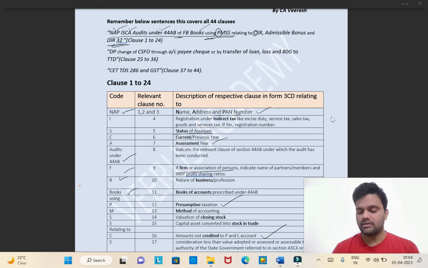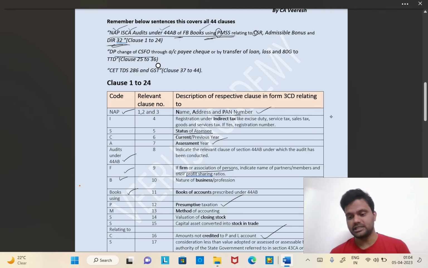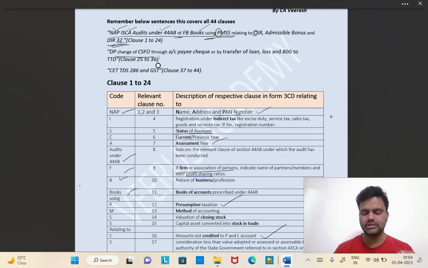So now we will cover clause 25 to clause 36. That is covered in the second sentence: DP change of CSFO. DP means display picture. CSFO means Central Security Force Organization. Okay, this is an army which will safeguard the public property whenever some violence is happening, and they will come and keep the situation under control. That is the Central Security Force Organization.